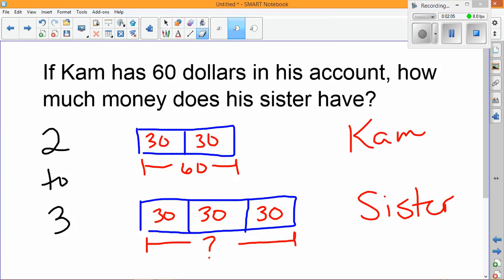So if we know how much each individual block is worth, we can solve this problem by adding up 30 plus 30 plus 30, which gives us 90. So that means his sister has $90 and he has $60.